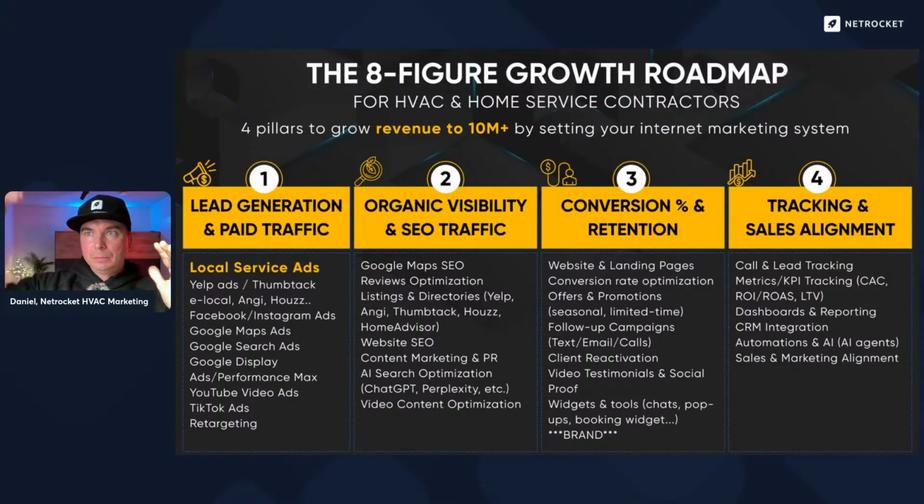And then, or in parallel, we need to work with conversion and retention, because let's say we have 100 leads, with better conversion and retention we will have more revenue from the same investment in marketing. This is why it's very important to work on the third one. This is where we work with the website, with offers, seasonal and off-seasonal offers, client reactivation campaigns, video testimonials, and we also invest a lot in brand. The fourth pillar is tracking and sales alignment. This is what I often see missing in companies which are sometimes even making 5, 6, 7 million in revenue.